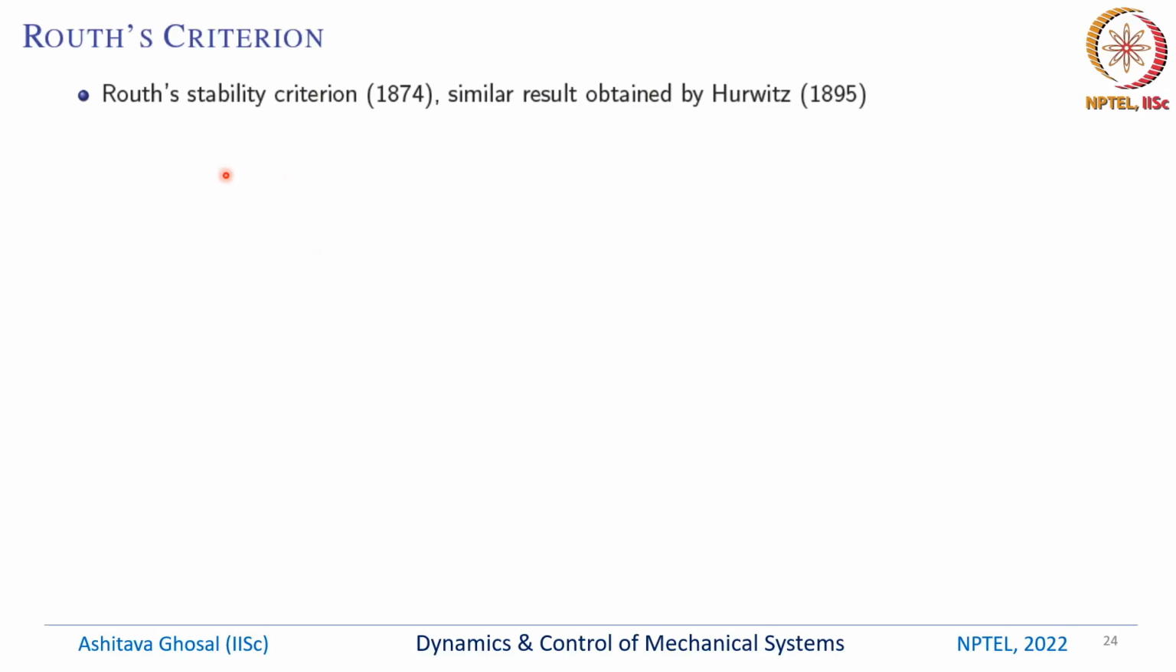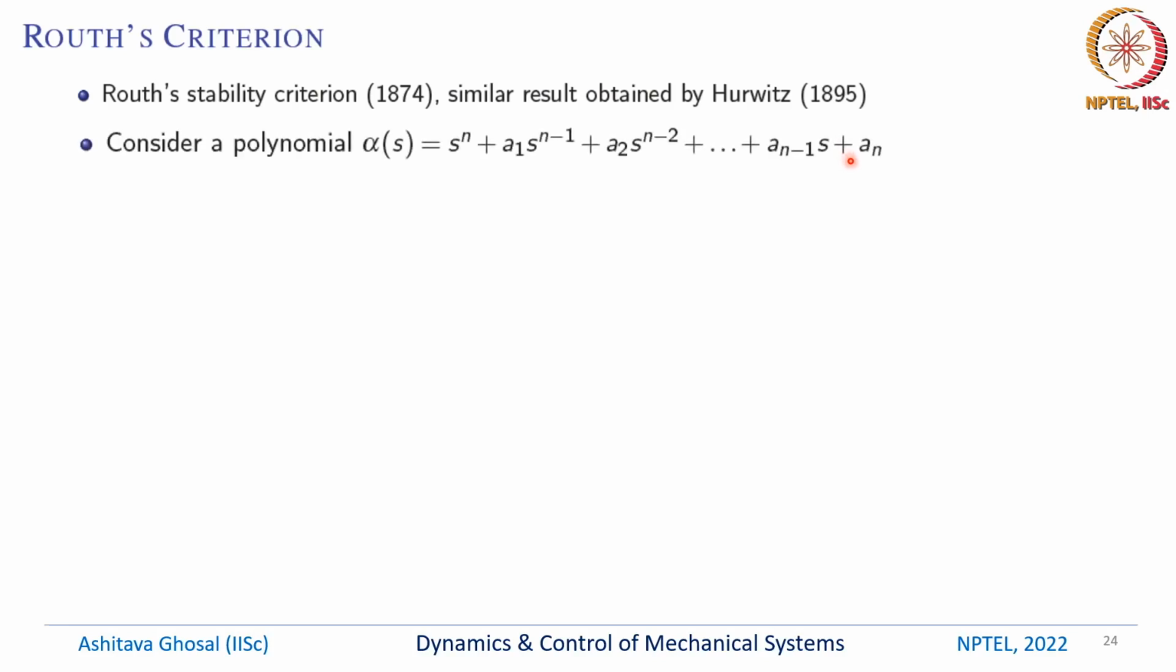This was developed by Routh in 1874. It is called Routh's stability criterion. A similar result was also obtained by Hurwitz in 1895, so sometimes it is also called the Routh-Hurwitz criterion.